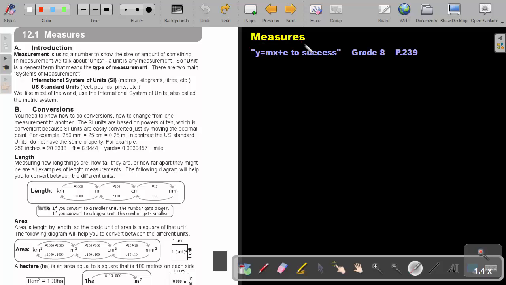Part 1. Measures. You will find this on page 239 in the Namibian Mathematics Grade 8 textbook, y equals mx plus c to success. Measures.